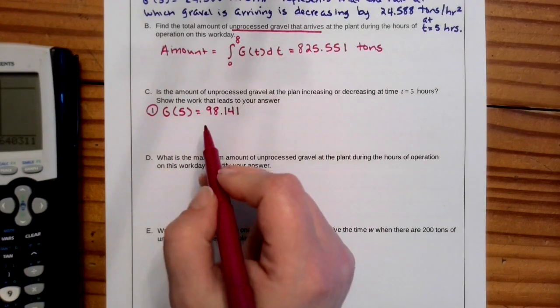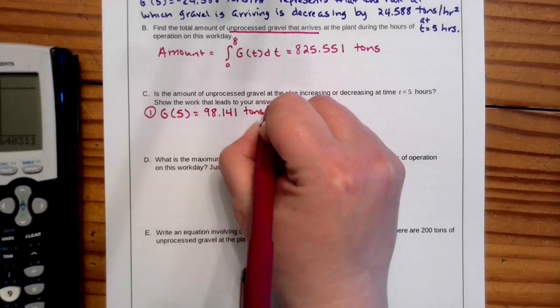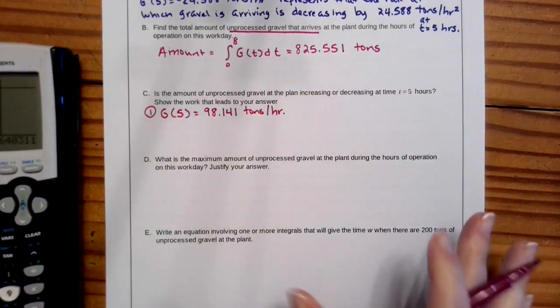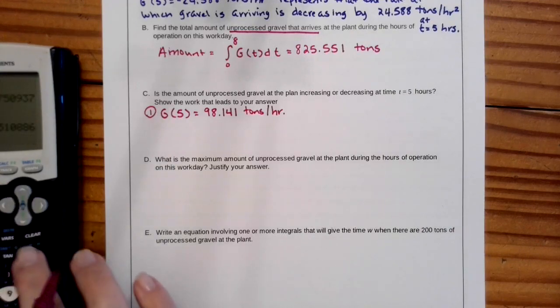And I know that because this is G, this is measured in tons per hour. If you want, by the way, you could just plug it in yourself. You don't have to go to the table. I just find it easier.